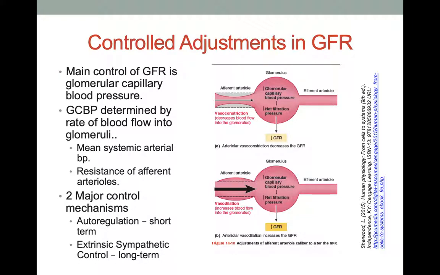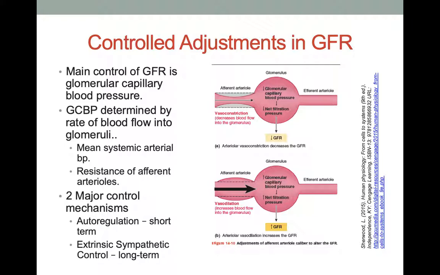So this is mainly controlled by the mean systemic arterial blood pressure, and then the resistance offered by the afferent arterioles. If afferent arteriole resistance increases, less blood flows into the glomerulus, and that decreases GFR. If afferent arteriole resistance decreases, they widen, then more blood is going to flow in, and that's going to increase GFR.